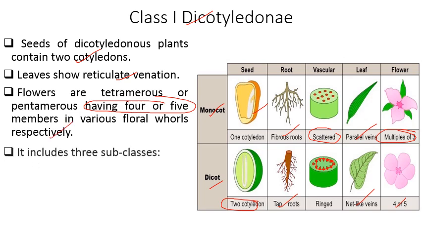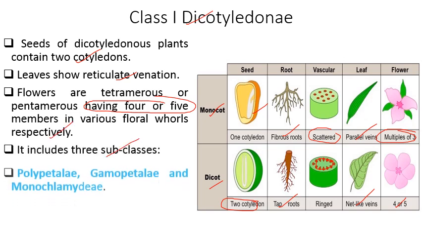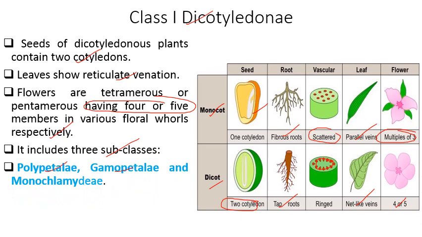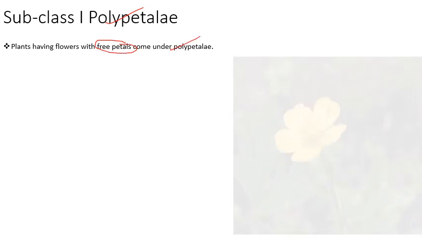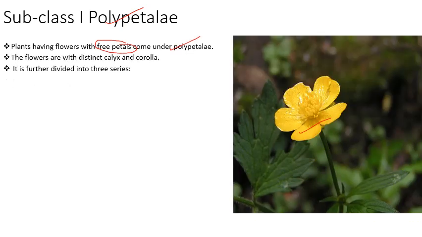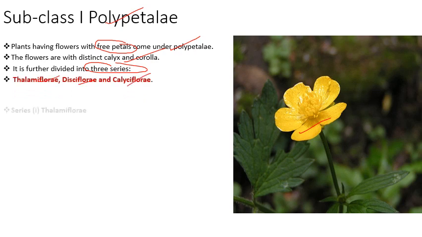In case of dicots, it includes 3 subclasses, that is Polypetally, Gamopetally and Monoclamidae. So Polypetally means having free petals, means जिसमें petals fused नहीं होते. Gamopetally means petals are fused. So firstly, subclass 1, that is Polypetally. Plants having flowers with free petals come under this Polypetally. जिसमें फ्री पेटल्स होते हैं. The flowers are with distinct calyx and corolla. It is further divided into 3 series. 3 series हैं इसकी. There is thalamiflory, disciflory and calciflory.